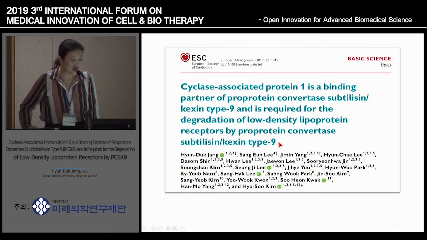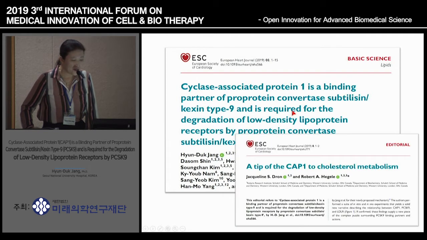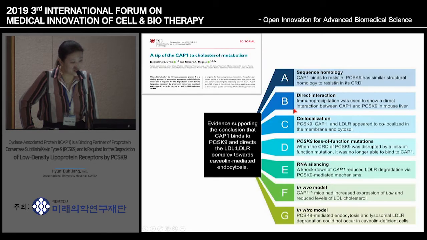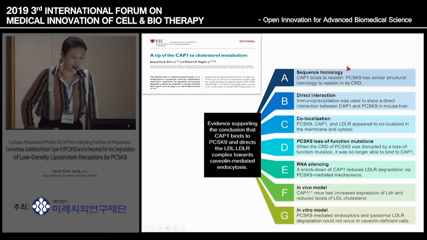And I published it: CAP1 is a binding partner of PC9 and required for degradation of LDL receptor, this year. And editorial comments: a tip of the CAP1 to cholesterol metabolism, and well organized. By sequence homology, CAP1 binds to resistin. PC9 has similar structural homology to resistin in its CRD.